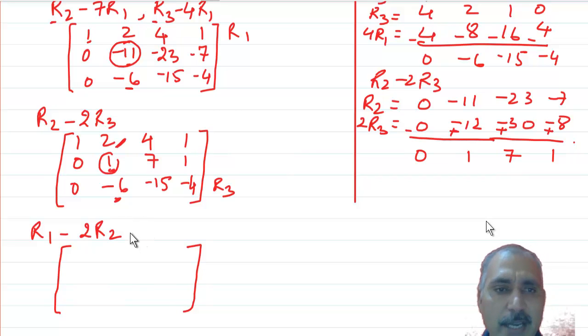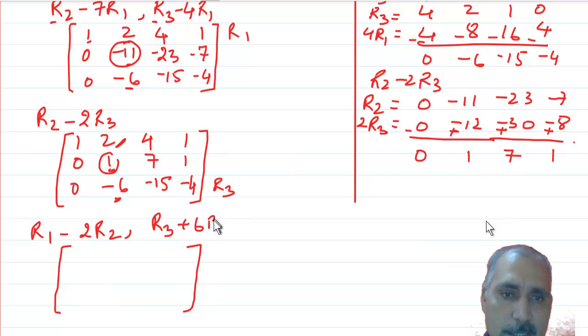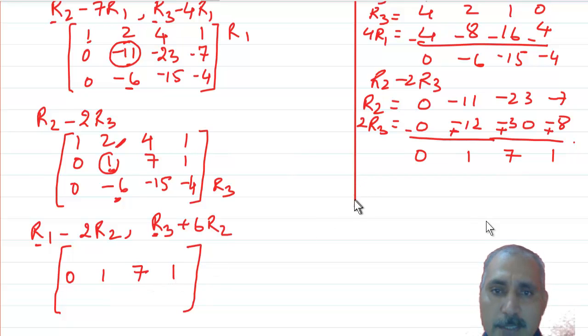Otherwise, we can have one more operation here to make this one as 0. It is a minus 6 and this is 1. So if we make this as a 6 and add that, it will become 0. Since these two are of opposite sign, we will be doing R3 plus 6 times of R2. Now R1 and R3 are changing. So R2 will remain as it is. So we will copy that 0, 1, 7, 1. Now we will be doing the operation here.